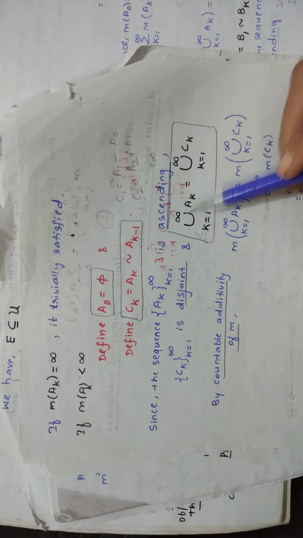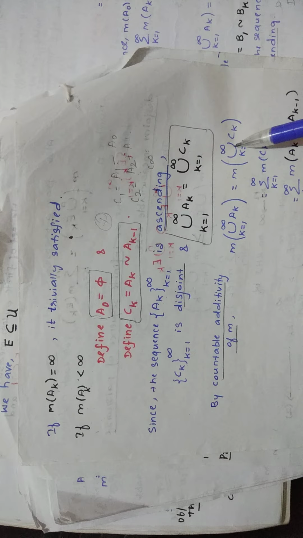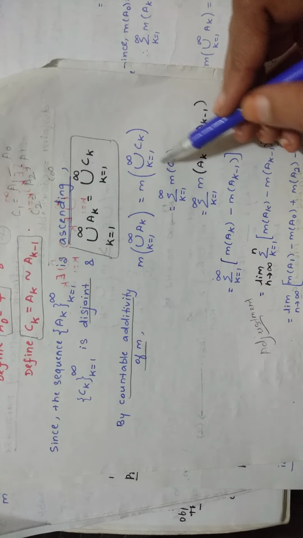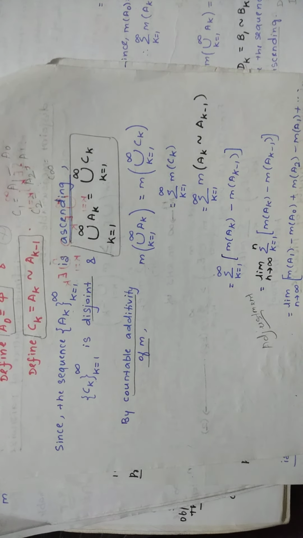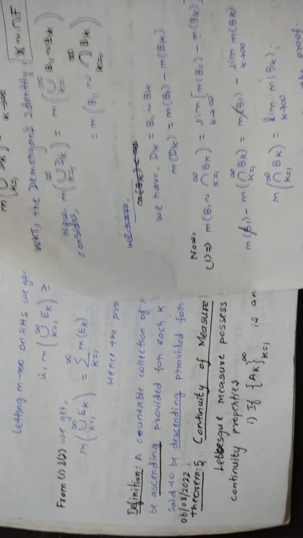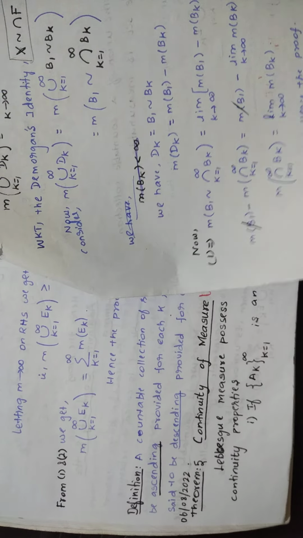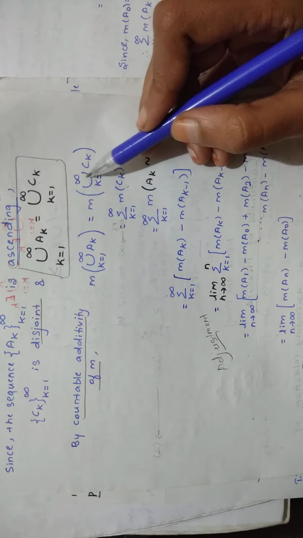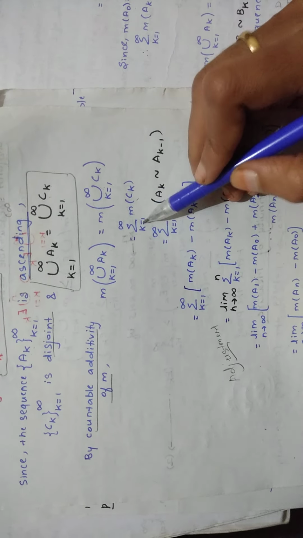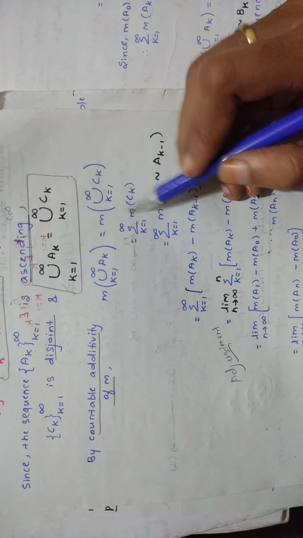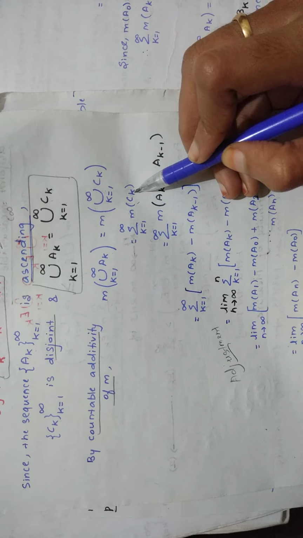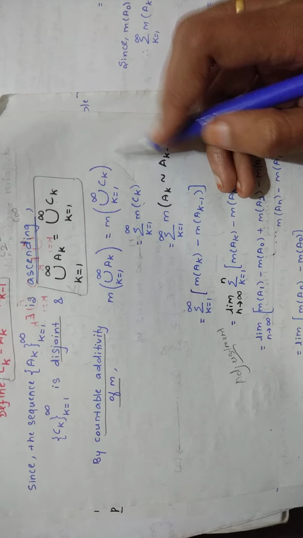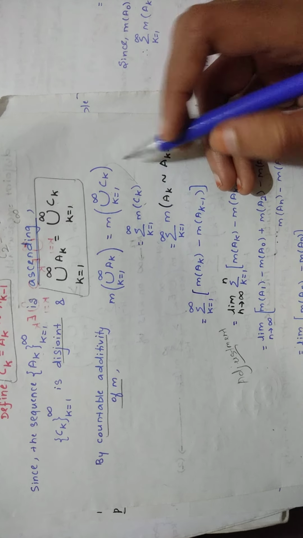Now, you are taking measure on both sides. So, you will get this. And after that, you are using what? You are using a proposition, countable subadditivity. Using a proposition, from this step to this step you can write that the union becomes summation k equal to 1 to infinity and the measure comes inside, so m of Ck. You are writing it in this format by a proposition.